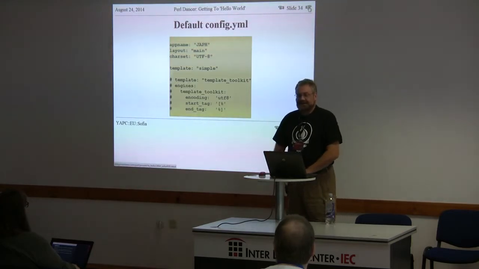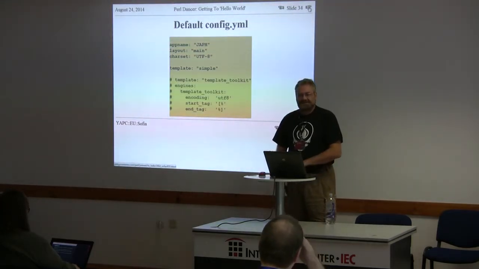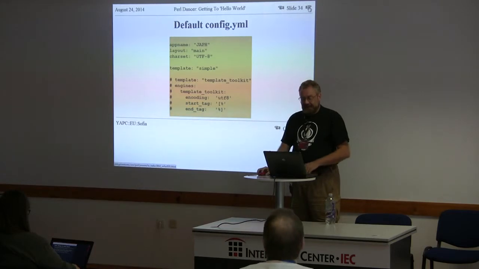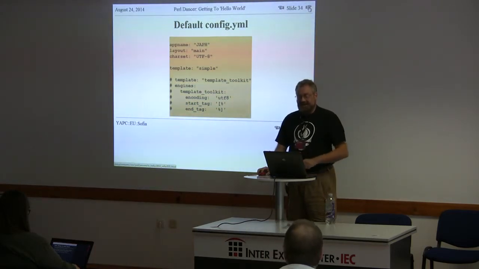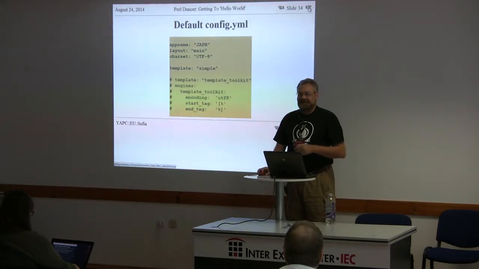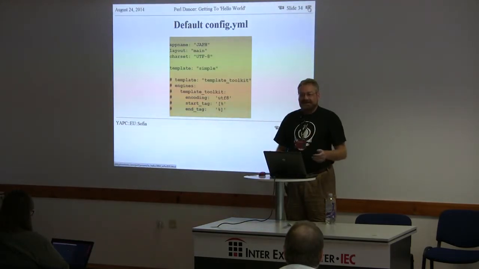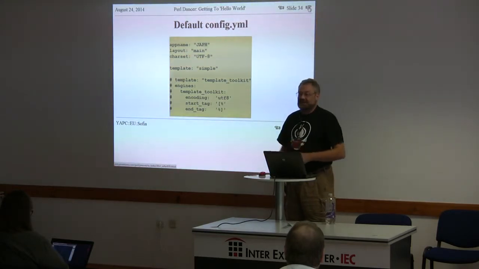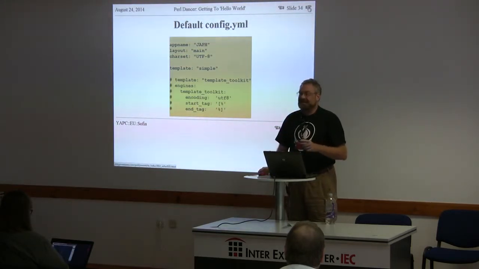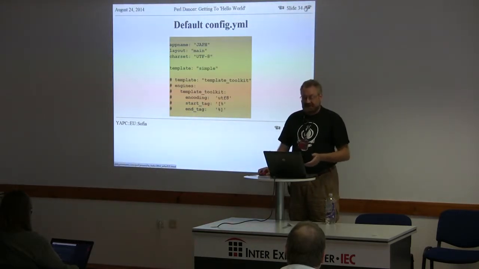This is the configuration file as it comes to you. Notice that at the bottom, start tag and end tag are square braces. That's because Template Toolkit is from one world, and Dancer was based on something that came from Ruby in the other world. One side liked squares, one side liked angles. If you want to switch to the other side, it's set for angles now, but you could put it back to being squares if you had stuff coming from the other older world and you wanted to switch.